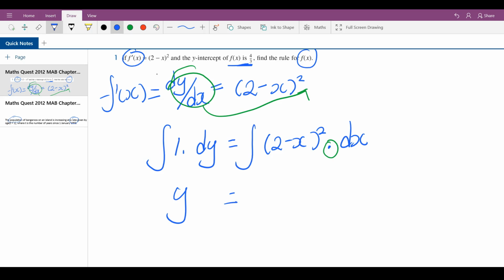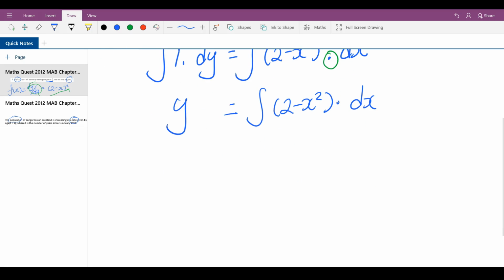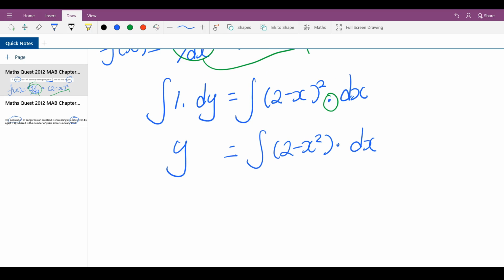So y is equal to the integral of (2 minus x) squared dx. Now to integrate something like this, we have a rule. It's just like differentiating a chain: we use the chain rule, but when we come to integrate, we reverse the chain rule.